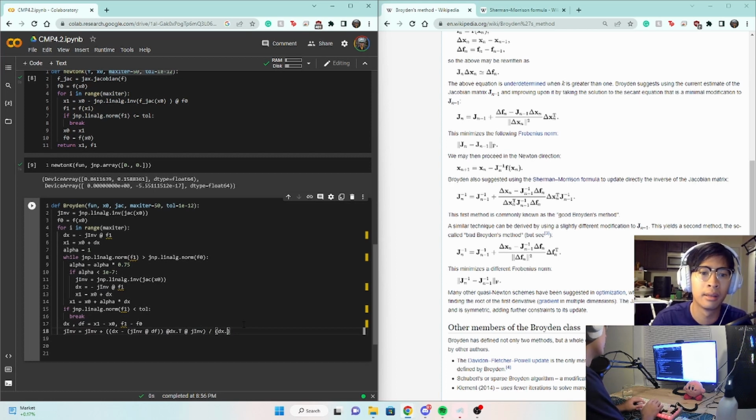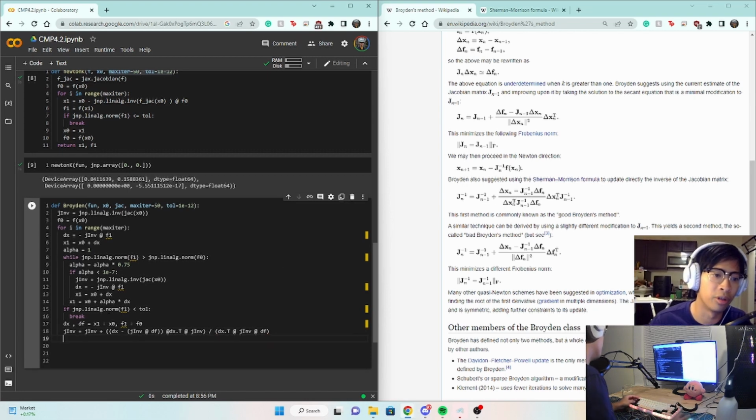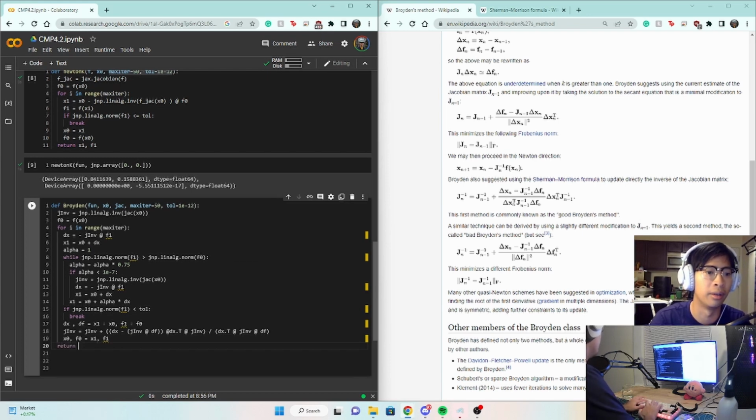dx transpose matrix multiplied by the old J inverse matrix multiplied by what? df. Okay, no transpose. With our new Jacobian, we like to throw away our old values at this point. So we say x0, f0 is equal to x1, f1. After all is said and done, if we either break out of our for loop or we reach our maximum iterations, either or, I'd like to return my x1 and f1, my answer.